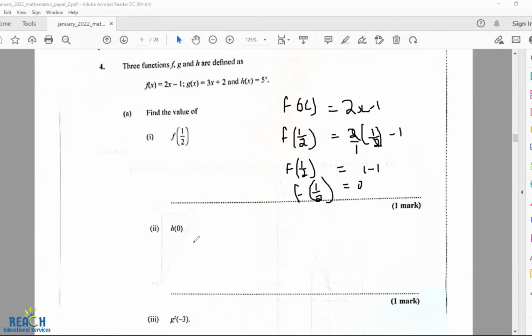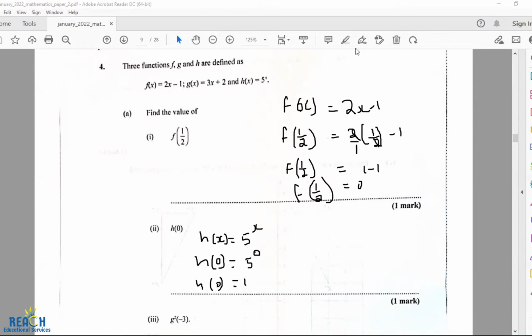Now let's move on to the second part of the question. h of 0. So I'm going to write the function h of x, which is 5 raised to the power x. So now anywhere I see the value of x, I'm going to write 0. So 5 raised to the power 0 is 1. And that's our answer right there.